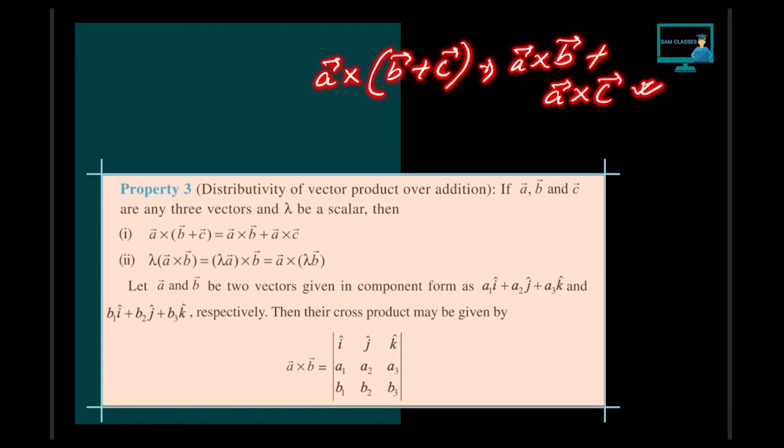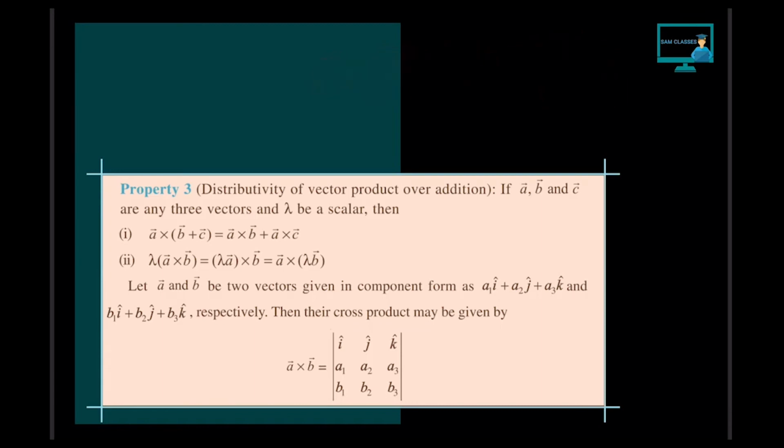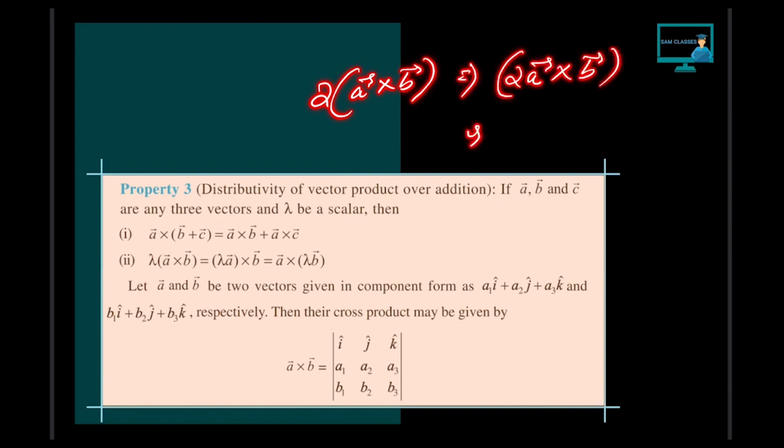That's it. If you multiply some scalar value, so 2 times of a vector cross b vector can also be written as 2 times of a cross b, and can also be written as a vector cross 2 times of b. Same thing.